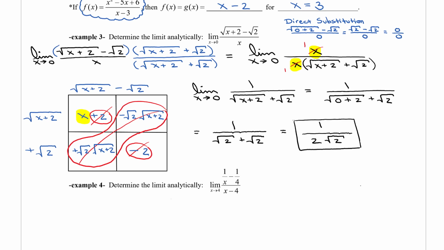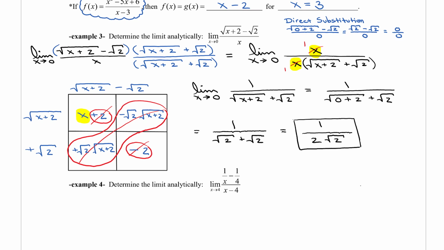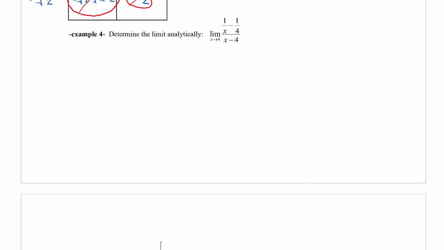Example 4. Determine the limit analytically. The limit as x approaches 4 of 1 over x minus 1 over 4, all over x minus 4. So we're going to go ahead and solve this. If we were to try to do direct substitution here, it would end up giving us something that is undefined. So we're just going to go straight to finding the limit here by doing analytical methods.